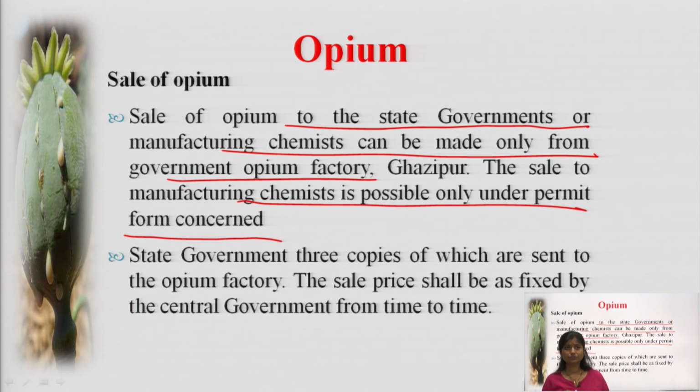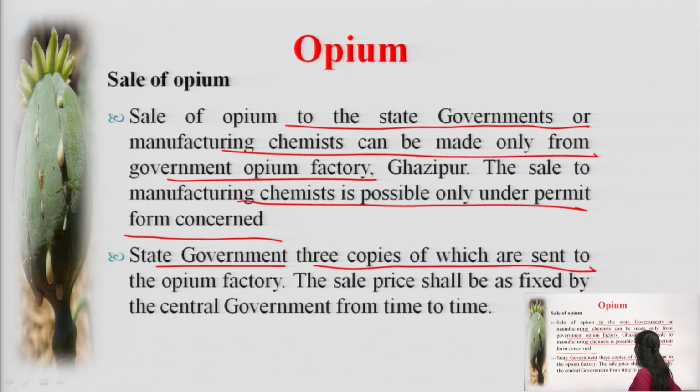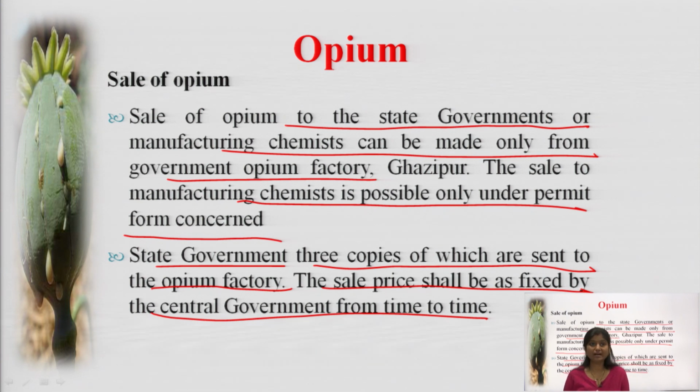State government, 3 copies of which are sent to the opium factory. The purchase, the sale or anything with regard to opium has to be duplicated or triplicated in documents, and separate documents are to be supplied to the state government as well as the central government as well as the person concerned who is doing so. Three copies of which are to be sent to the opium factory. The sale price shall be fixed by the central government from time to time. So, these are the 2 major concerns with the sale of opium.